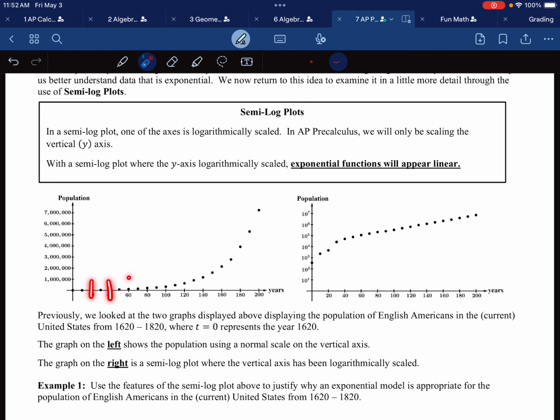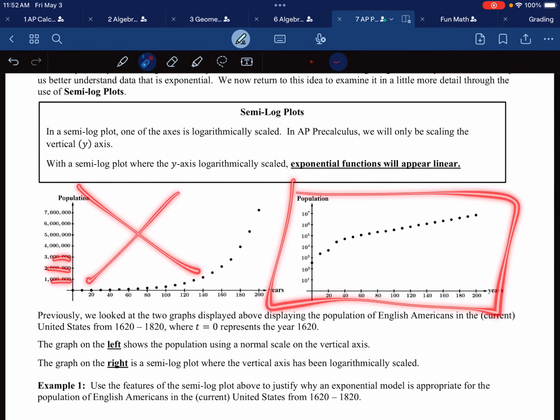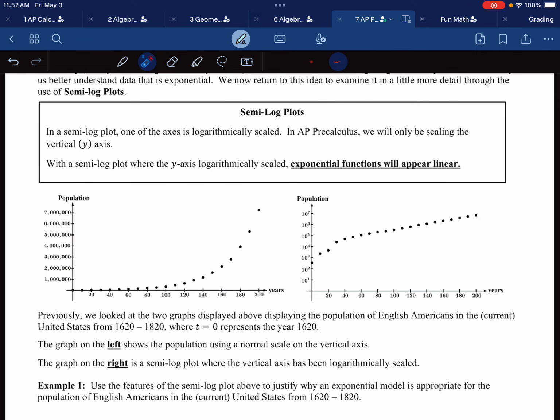The x-axis is always the same amount, like 20, 20, 20, 20. The y-axis here is scaled linearly, which means you're just adding the same amount. So this is not a semi-log plot. This is a semi-log plot because you can see that we are changing proportionally. We're multiplying at each step on the y-axis and adding on the x-axis.